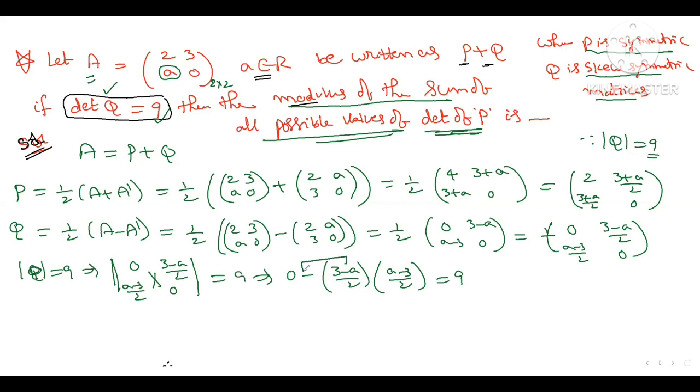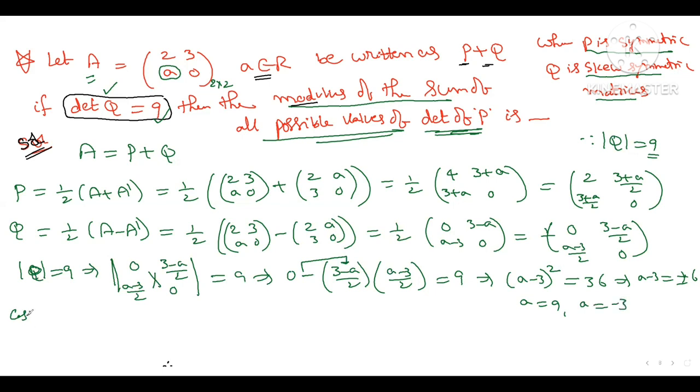Here minus multiplied with 3 minus A gives A minus 3. Here also A minus 3 is there. A minus 3 whole square is equal to 36, since the denominator is 2 into 2, which is 4, and 4 into 9 is 36. Okay, let us take case 1. A minus 3 whole square is equal to 36, so A minus 3 is equal to plus or minus 6. If A minus 3 is equal to plus 6, A we get 9. If A minus 3 is equal to minus 6, A we get minus 3.